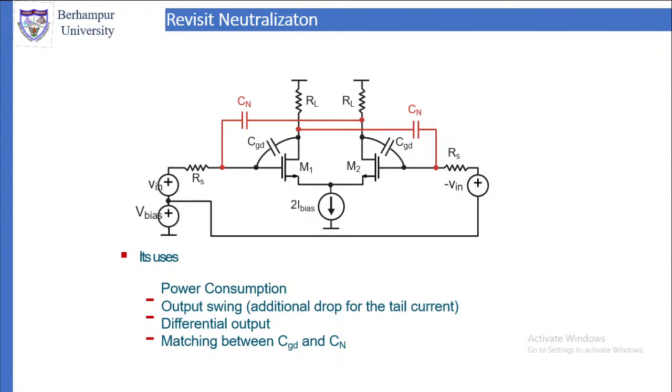Then on neutralization, revisit the neutralization. It uses the neutralization process in this circuit we have already seen in the last class. Its uses are that power consumption and output swing will be controlled. So one of the uses is power consumption, then output swing is under control. Additional drop for the tail current will occur there. There is differential output, as you can see from the circuit diagram. M1 and M2 are in differential mode. Then there will be matching between CGD and CN. This is because of the neutralization.